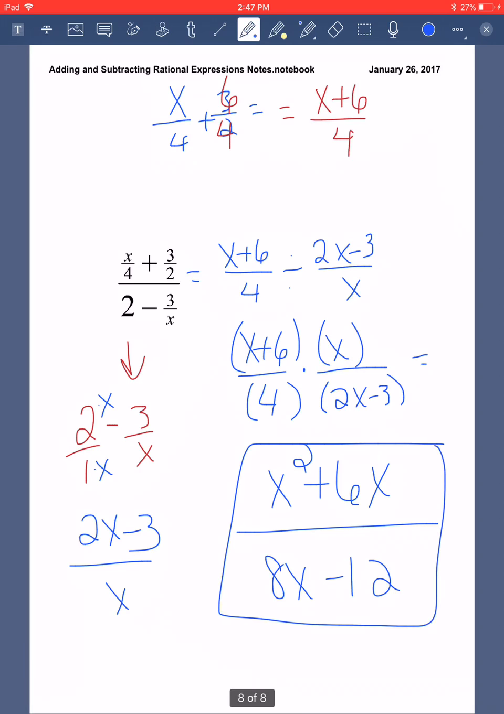And that is it for adding and subtracting rational expressions.